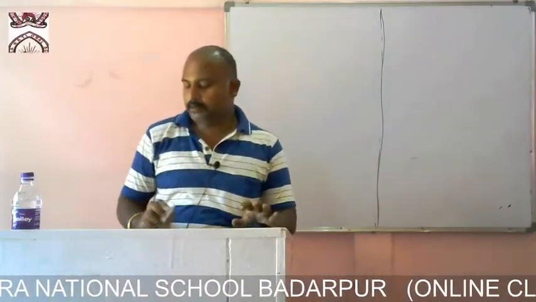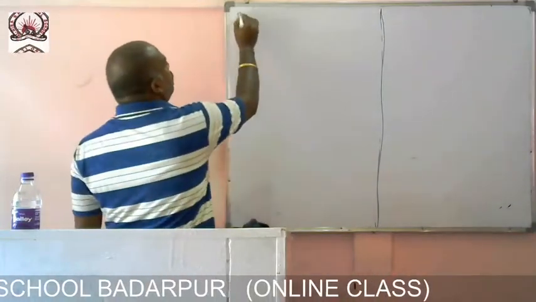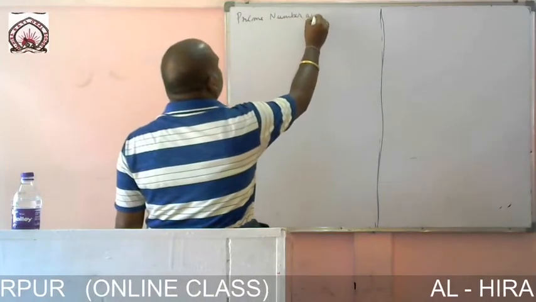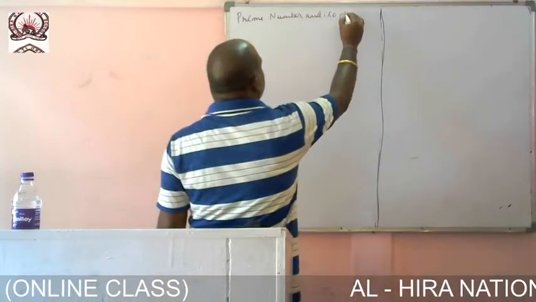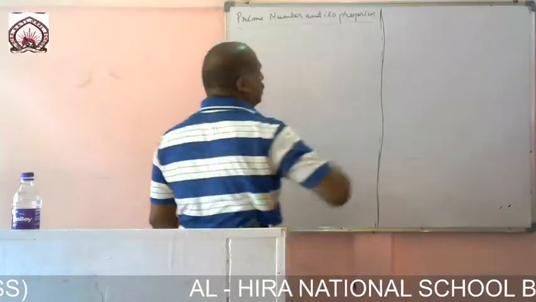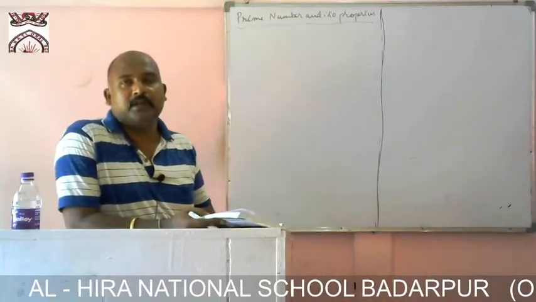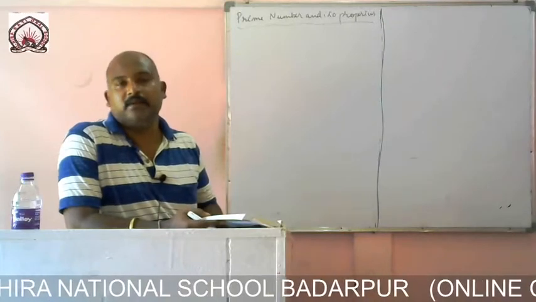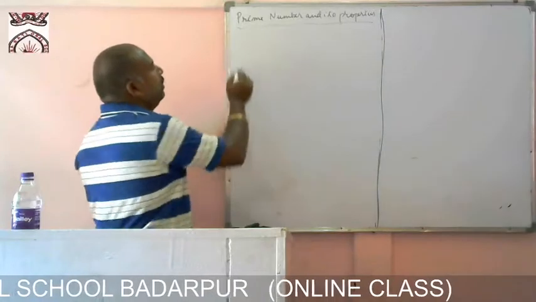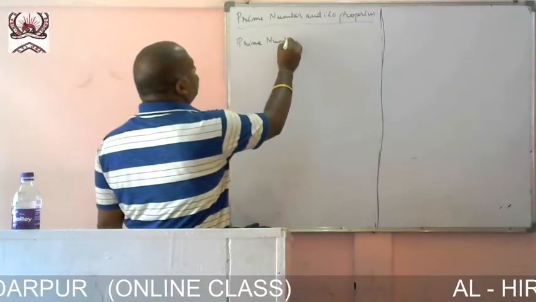Now we'll start about prime numbers and their properties. Next topic is prime number and its properties. Now, what is a prime number? A prime number is a number which has a divisor of 1 and itself. Now first of all we study about the prime number.